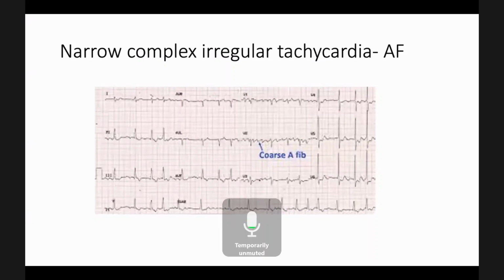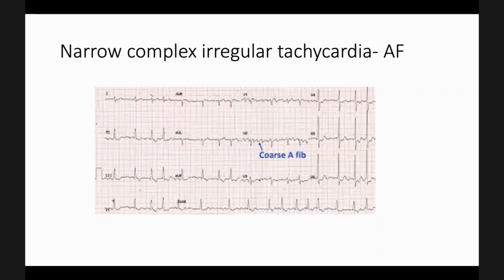Yes, one thing is the fibrillatory waves. So what's the best site to see the fibrillatory waves? Usually V1. You can see the fibrillatory waves very well in V1. And what else? You can see fibrillatory waves in the ECG.